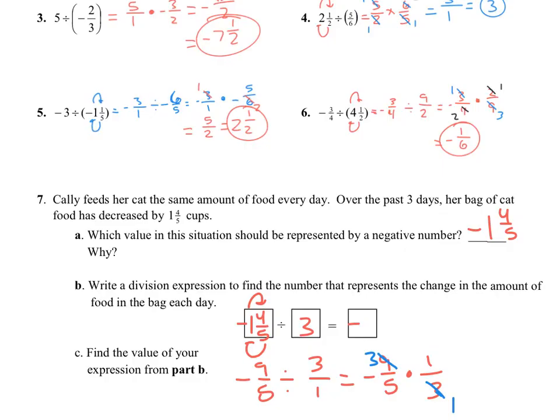At this point, we're going to go ahead and multiply the numerators. So 3 times 1 is 3. And then 5 times 1 is 5. So my final answer is negative 3/5 cups. That's the amount that Callie fed her cat each day. So negative 3/5 cups per day. All right? Okay, let's go ahead and go to the back side.